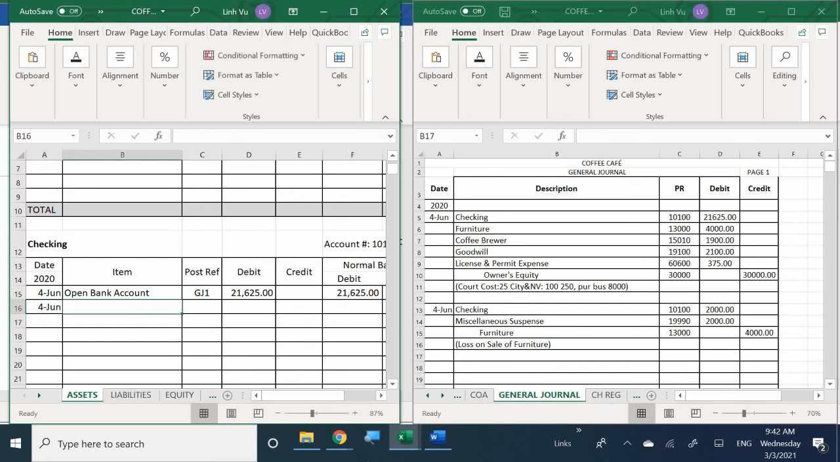So again here, June 4th, and then I'm going to go ahead and write cash sale on furniture, right? Because that's what I received. I received cash for it. All right. We are still on the first page of the general journal, and this time I'm increasing my account by $2,000.